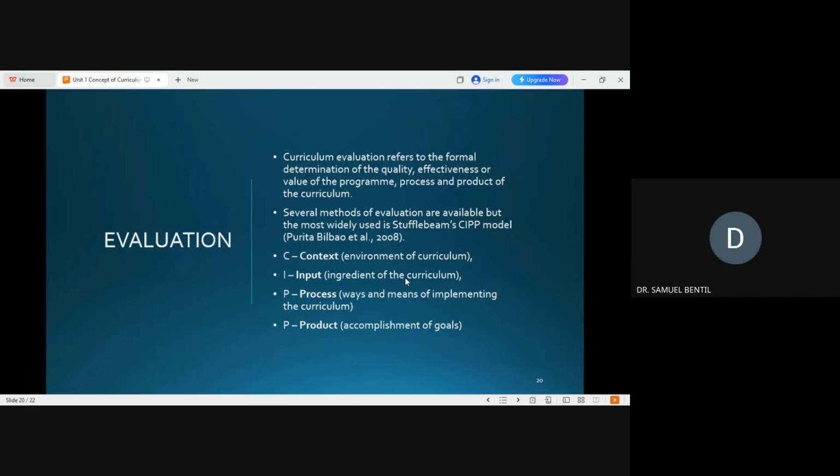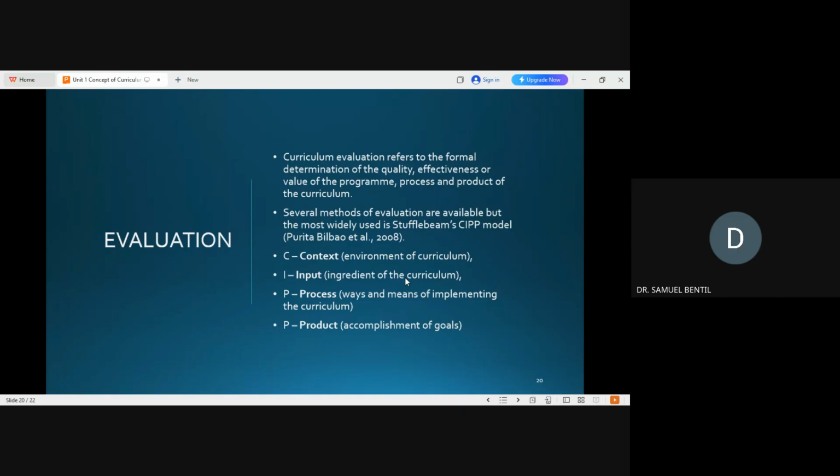Then the I stands for input. That is the ingredient of the curriculum. So here we are talking about the content itself, in terms of the curriculum or the syllabus or the textbooks that accompany it. We look at the content and see whether it reflects current needs or demand, or whether some is outdated, outmoded, and needs to be changed. All those things are assessed.